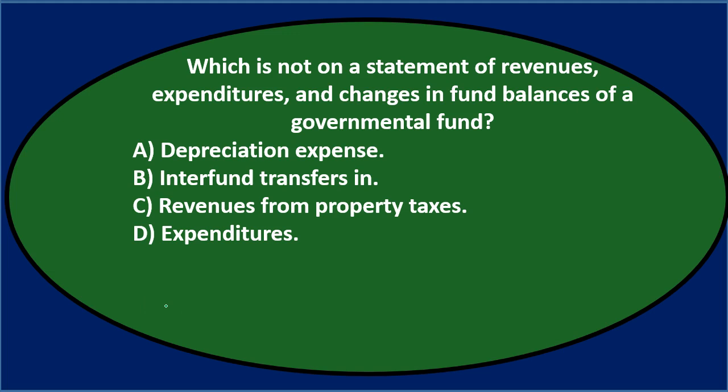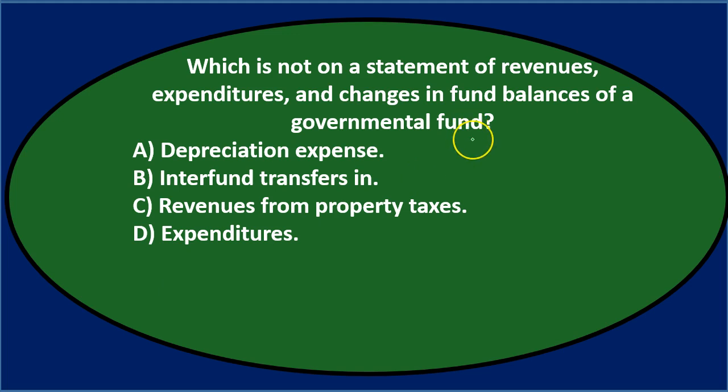Next question, which is not on a statement of revenues, expenditures, and changes in fund balance of a governmental fund? Either A, depreciation expense, B, interfund transfer in, C, revenues from property taxes, D, expenditures. Let's go through this again using the process of elimination.